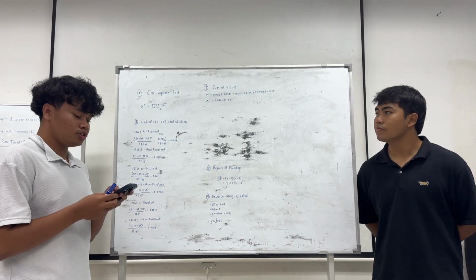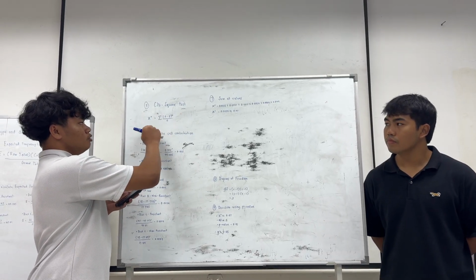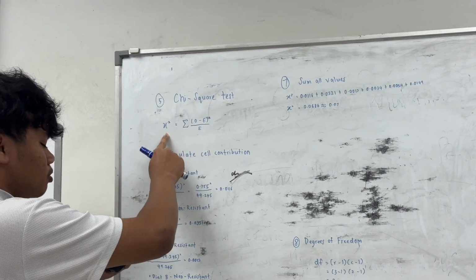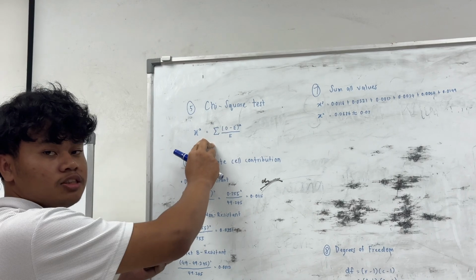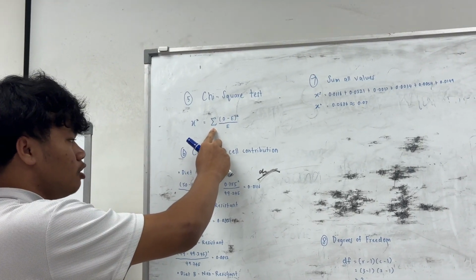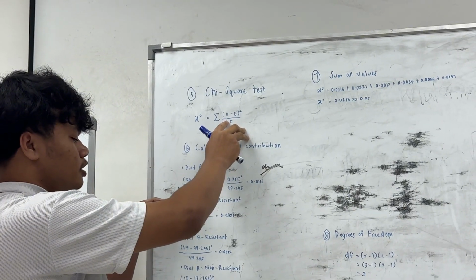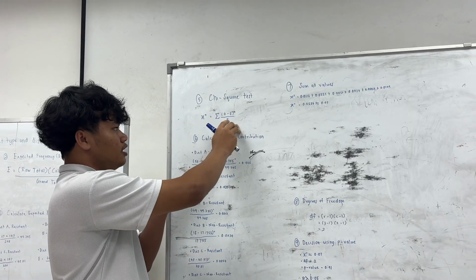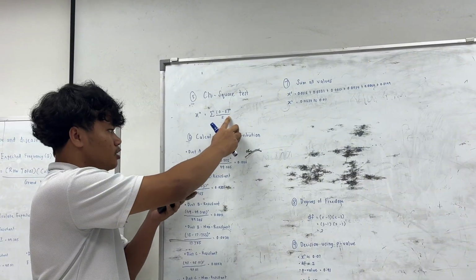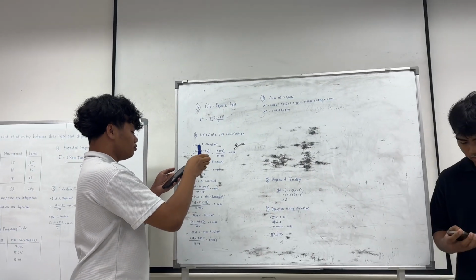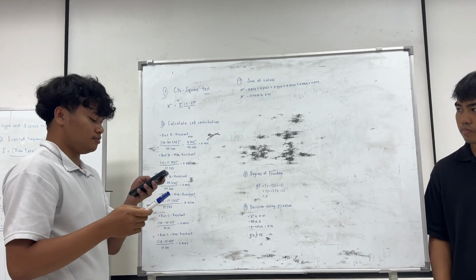Okay guys, now we proceed to step 5, which is to write the chi-square test formula. So this is our chi-square test symbol. This symbol is pronounced as chi. So X squared is pronounced as chi-square. This symbol is pronounced as sigma, which means sum of. This symbol represents the observed frequency, and the E symbol represents the expected frequency. So now we move to step 6, which is to calculate the chi-square value for each cell.